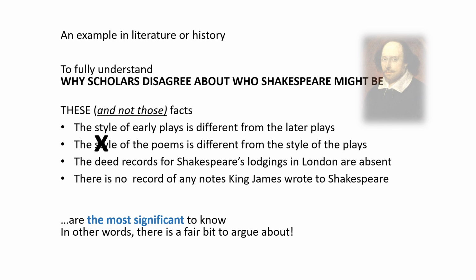in some ways, but you could say, all right, we're going to argue that the style of the poems is really consistent with the style of the plays, and we're going to throw that one fact out. We're going to say the other 3 are the more significant things to know. So those things actually give you enough to argue about. Deed records missing, no record of notes, style of the early plays different from the later plays. There is something to argue about there if you're a Shakespeare scholar, but what to do with that?